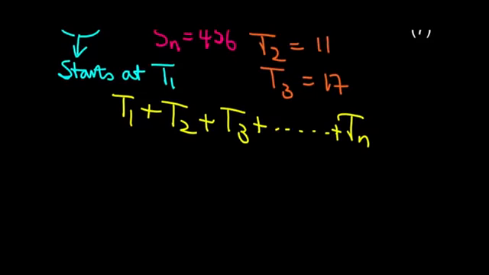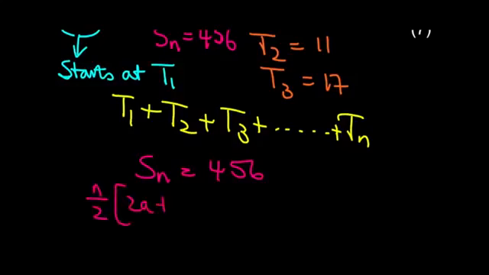Okay, so now if I know that it's arithmetic, I will know that Sn, which I've called with this color, I think, Sn is 4, 5, 6. I know that if it's arithmetic, it's n over 2 multiplied by 2a plus n minus 1 d, and I know that that's all equal to 4, 5, 6.